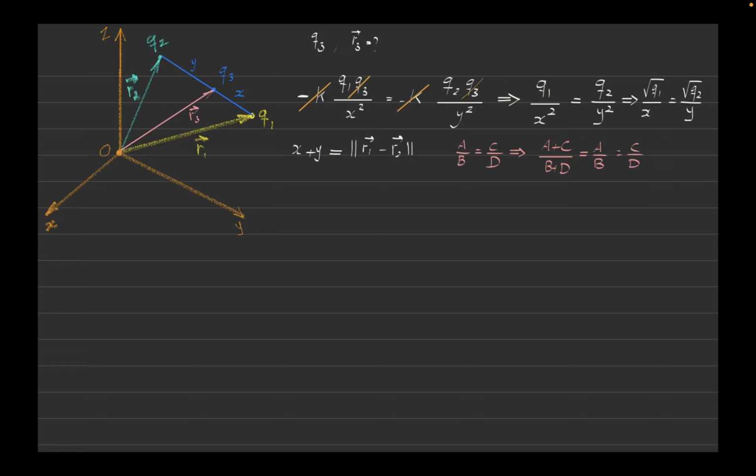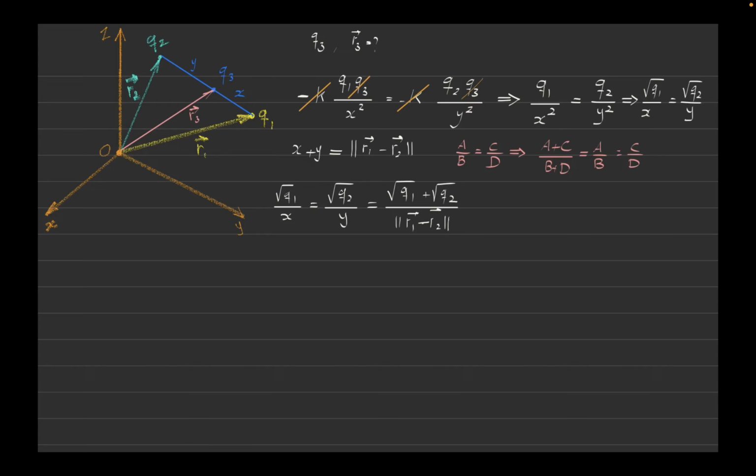Okay, so this means that, let me start from here and use this theorem. So what I can write is square root of q1 over x equals square root of q2 over y, equal to square root of q1 plus square root of q2. I am adding the numerators, and when I add the denominators, I will get x plus y, but x plus y is nothing except this norm, so it becomes norm of r1 minus r2.